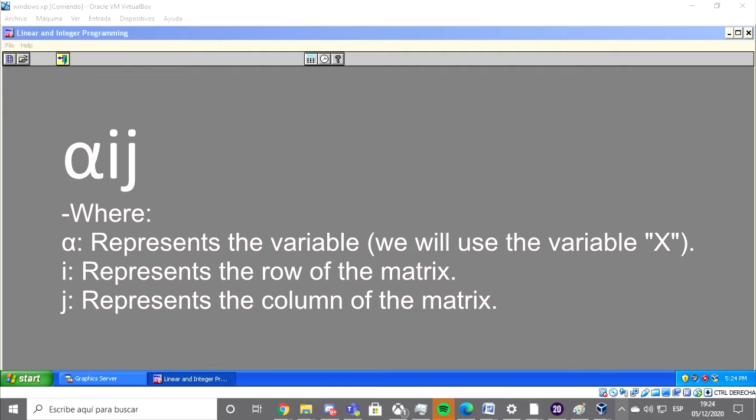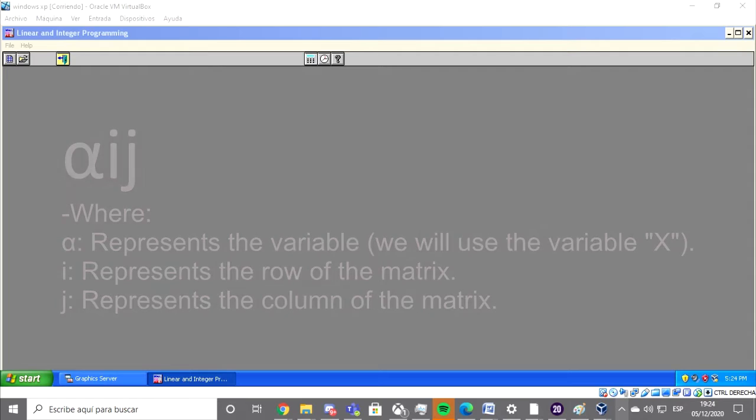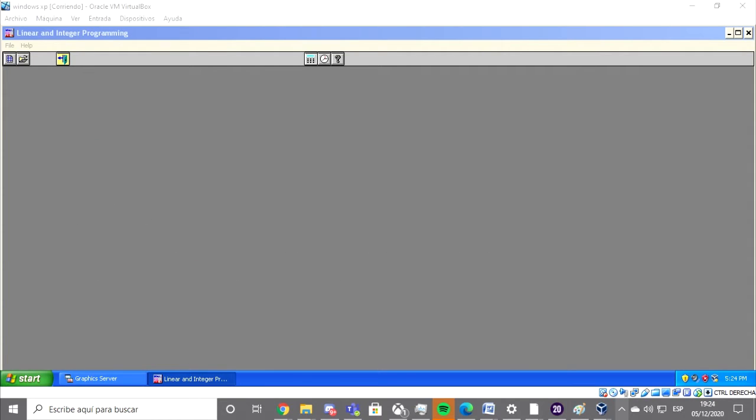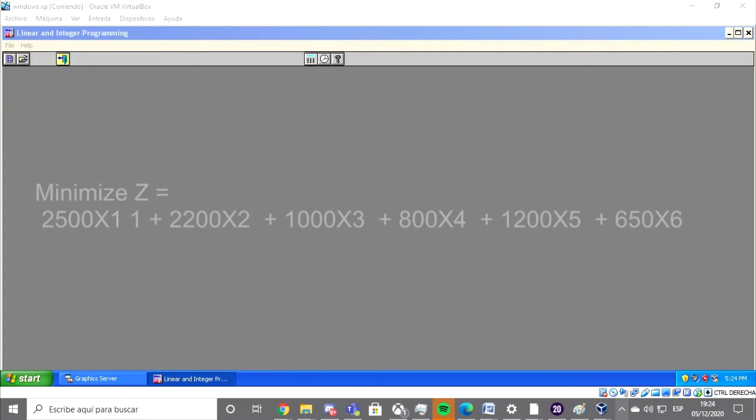It is necessary to take into account, before constructing the objective function and the restrictions, that each variable will be obtained taking as reference the row and column as follows: x_ij, where x represents the variable, i represents the row of the matrix, and j represents the column of the matrix.